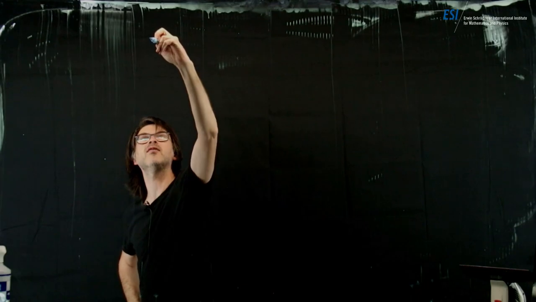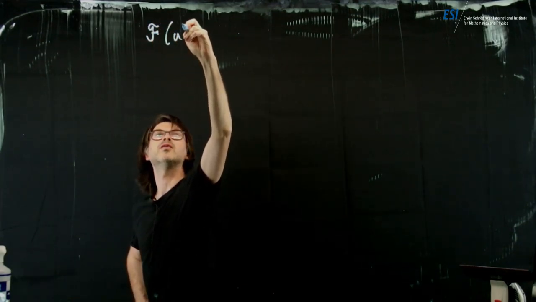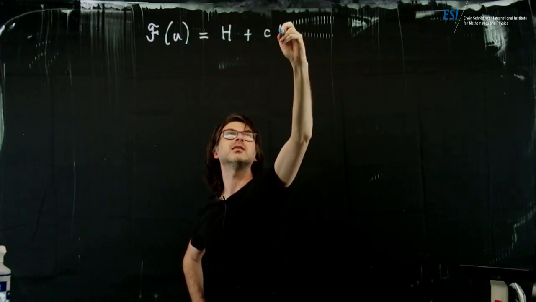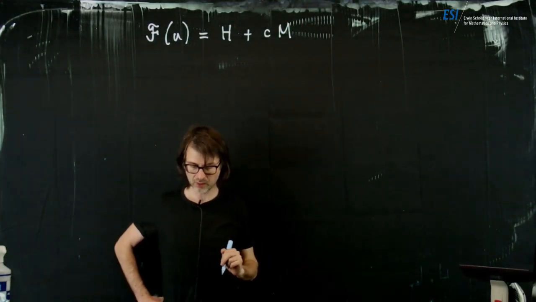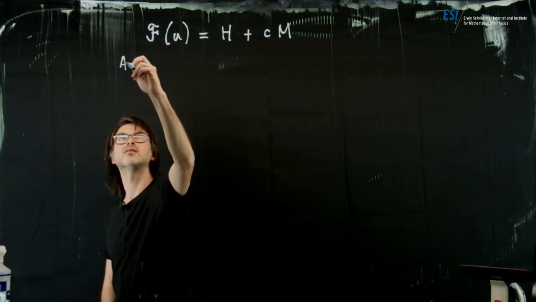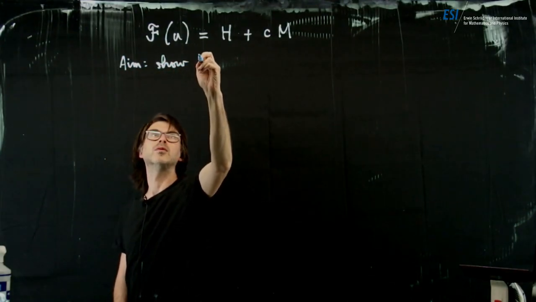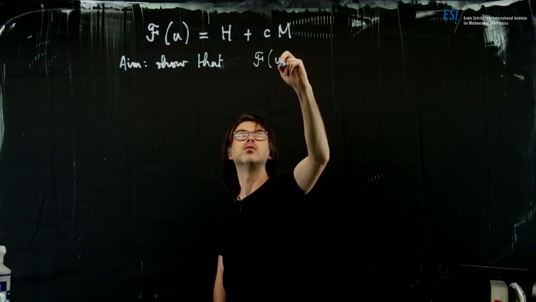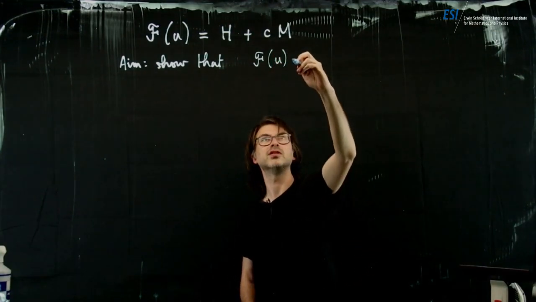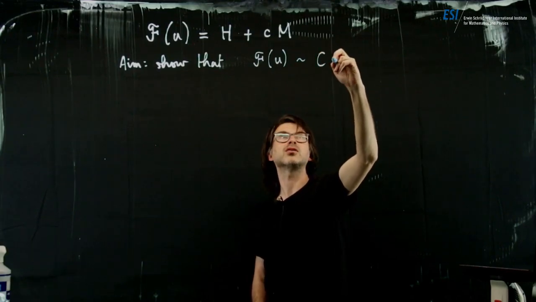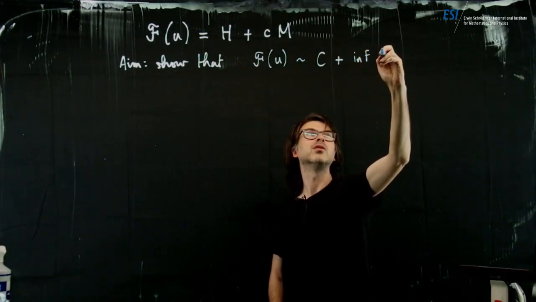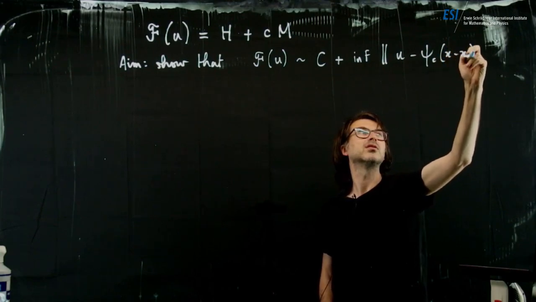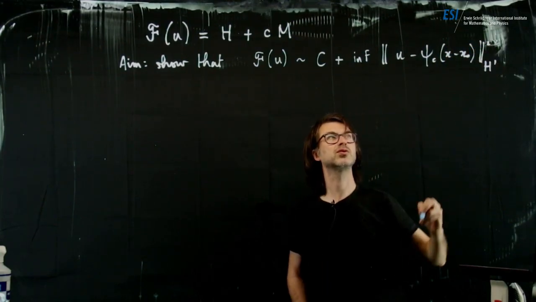Okay, so we have our functional f. F of u, so now we saw it has to be the energy plus c times the mass. And now our aim is to show that f of u looks, if u is sufficiently close to the soliton, like a constant plus the infimum of u minus psi c of x minus x naught in h1 squared.